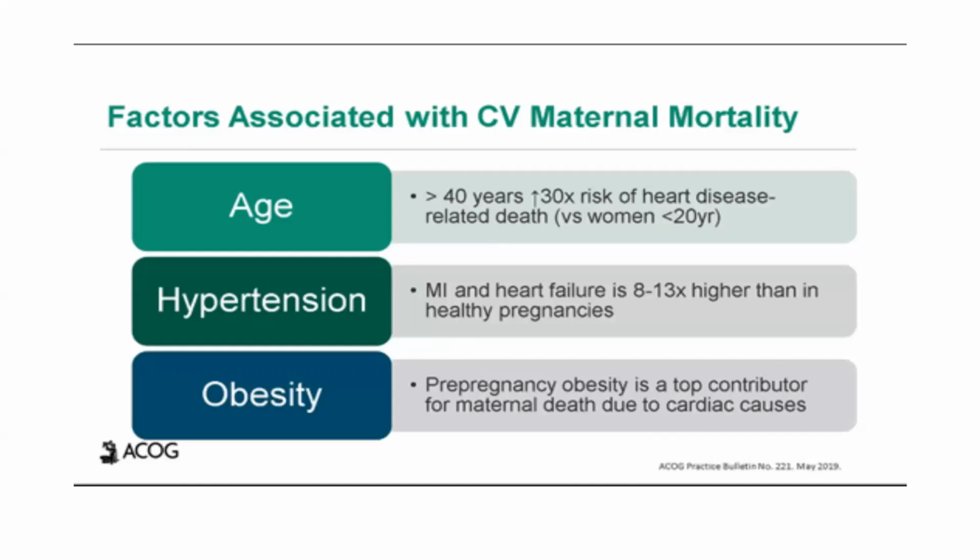Some different factors associated with cardiovascular maternal mortality, again, age, so greater than 40 years old, they were at 30 times greater risk of developing heart disease than our younger patients. History of hypertension, MI, and heart failure, they're at an 8 to 13 times higher rate than a healthy pregnancy. And then, like I've said, obesity. Pre-pregnancy obesity is a top indicator for maternal death due to cardiac causes. So we have age, which is non-modifiable. We can't obviously change that, unfortunately, right? But with hypertension and obesity, these are two things that we can really try and educate our patients on to work towards.